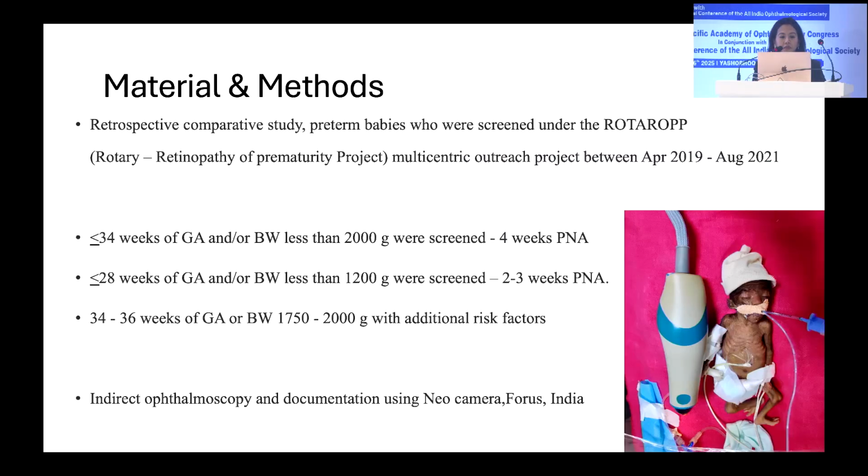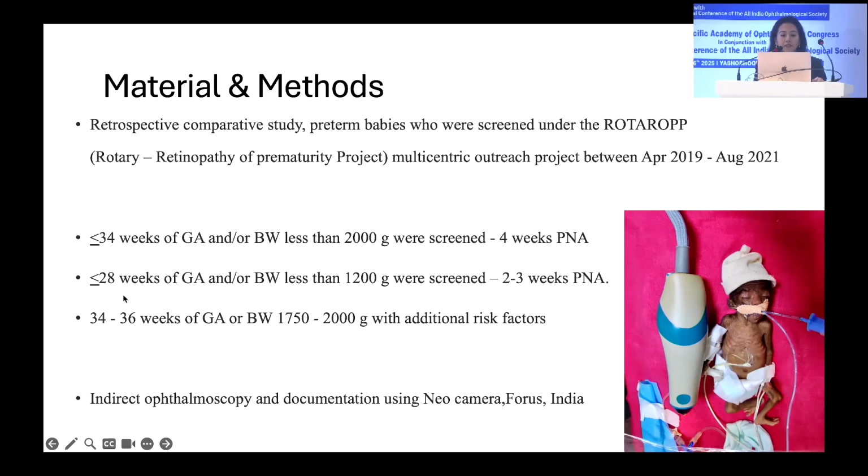It was a retrospective comparative study where the preterm babies were screened under the ROP project, which is a Rotary-assisted Retinopathy of Prematurity project, a multi-centric outreach project. We collected data between April 2019 to August 2021. We looked at the babies who were screened who were less than 34 weeks of gestational age and a birth weight of less than 2,000 grams. They were screened at 4 weeks postnatal age.